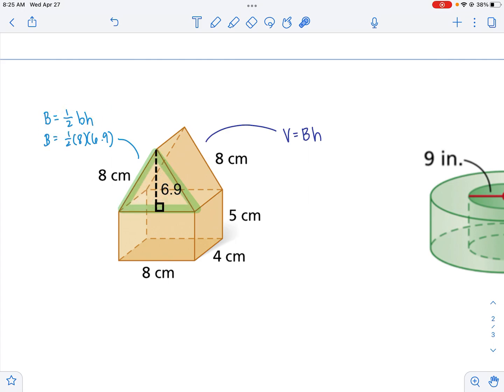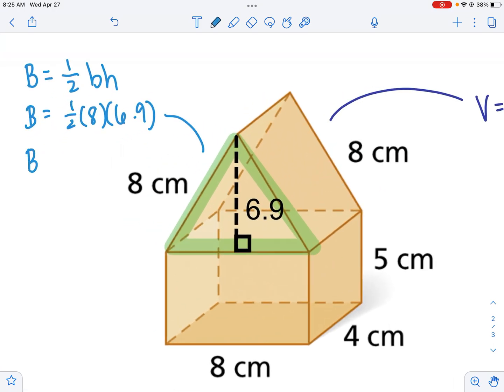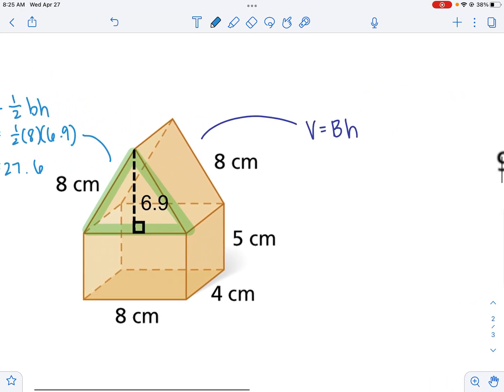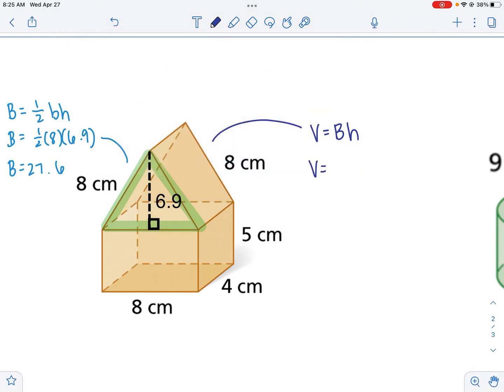And so now if we go to our calculator and we just figure out what that number is, that'd be 27.6. So capital B, so the area of our base is 27.6. So now I'm going to come back over here. So I know capital B, I know the area of the base, I know the area of the triangle, that was 27.6. What I need now is this H.